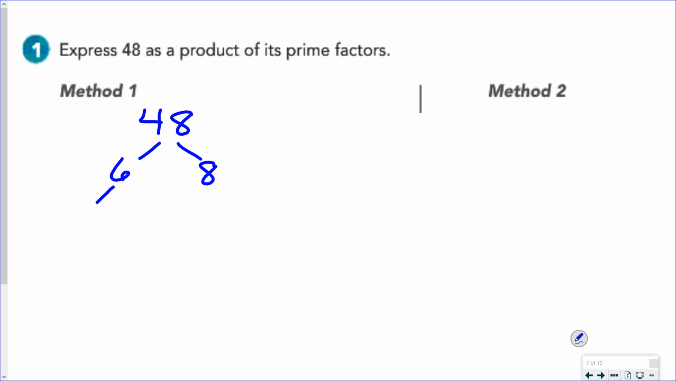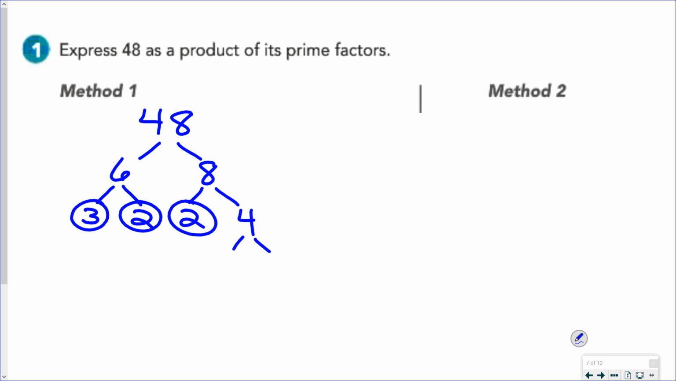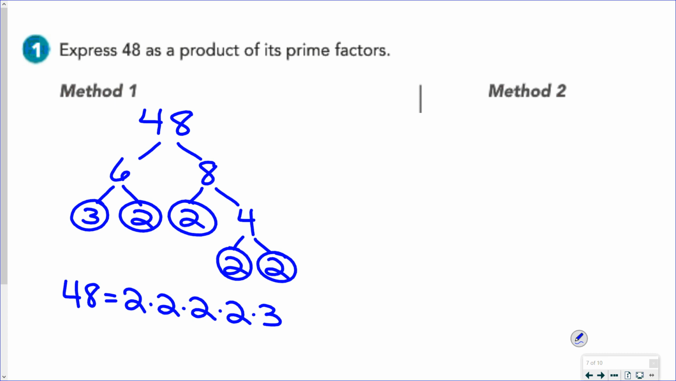6 is not a prime number, so I'm going to break that down to 3 times 2, which are both prime, so I'm done there. 8 can be found by taking 2 times 4. 2 is a prime number. 4 is not, and you get 4 by taking 2 times 2. So my multiplication sentence for 48 would be 2 times 2 times 2 times 2 times 3. Now, if you are familiar with exponents and know how to correctly utilize exponents, you may use exponents here. But if you're not sure how to use exponents, that's fine. That is something we'll get to later, and you can write them out as it is.